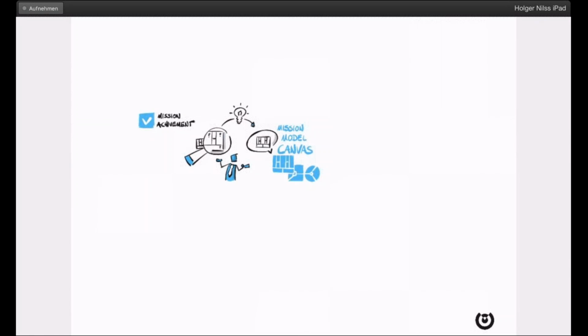And the other thing we changed is what used to just say customer segment, the box on the top right of the canvas, now is a bit broader. It says beneficiaries, because in some government agencies and also nonprofits, they're not actually customers. They could be beneficiaries, or they could be stakeholders, or if you do it for a military organization, they could be warfighters.